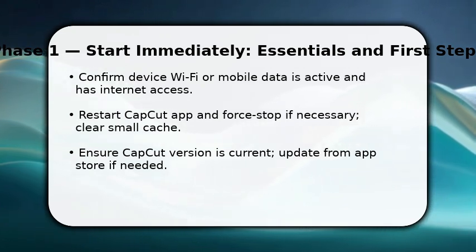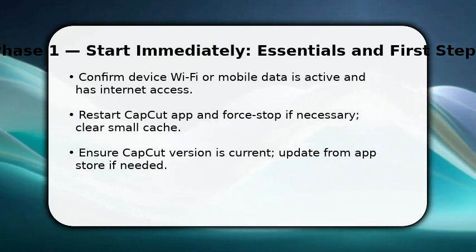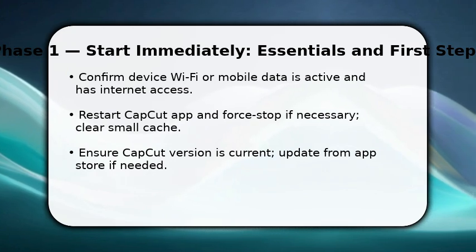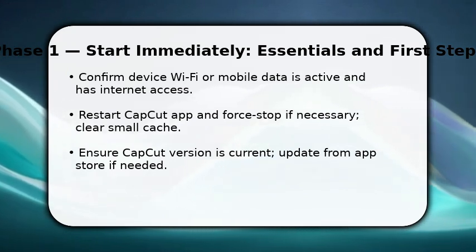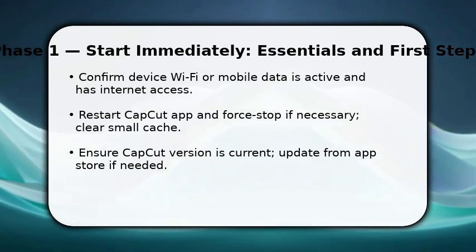Make sure the app is updated. Outdated builds often fail network handshakes, so install the latest version if available. If you use a VPN, disable it for testing, because encrypted routes can block Capcut servers. Do this now and observe any change.